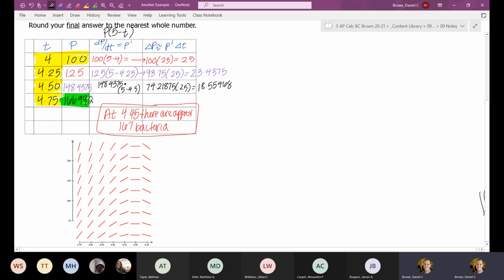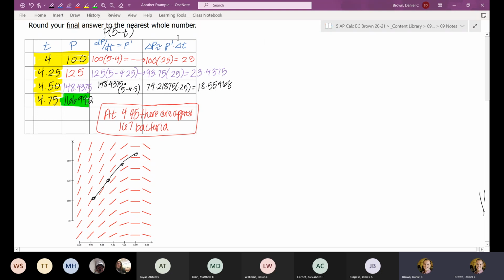So we started at (4, 100). We knew that was an initial condition. At 4.25, we were at 125. At 4.5, we were at about 148.1, and then at 4.75, it was about 166.6. So again, we don't know what the graph looks like, but through Euler's method, we're creating this jagged edge of the curve. So then we have that approximation of where it would be located.